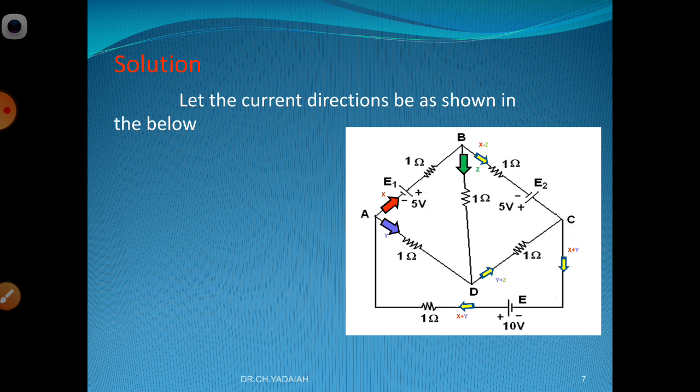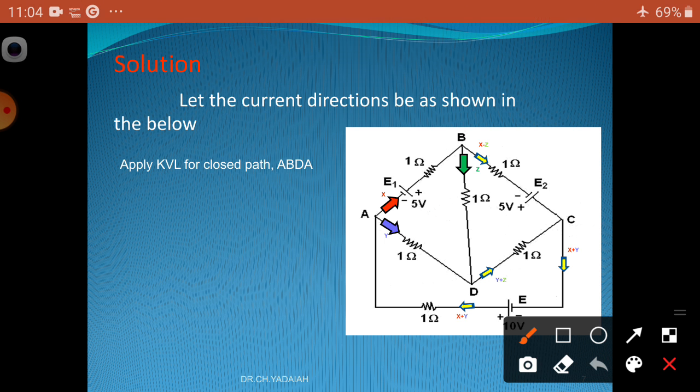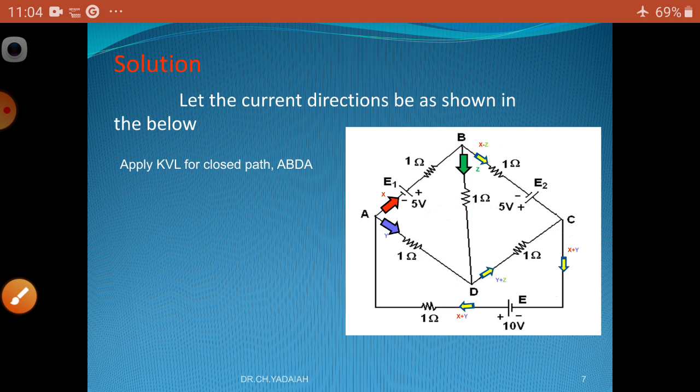Now let the current direction be as shown below. Apply KVL for the loop. The first loop we take is A, B, D, A. That means, where is the loop? A, B, D, A. This is the first loop we are assuming.